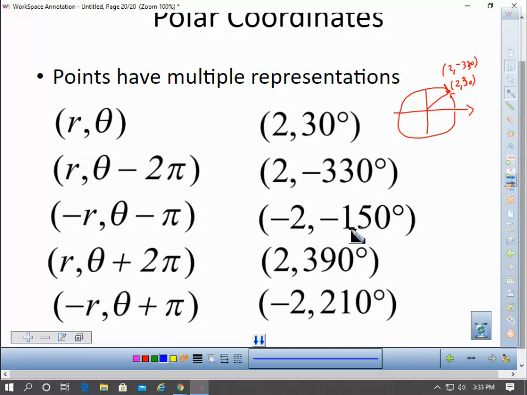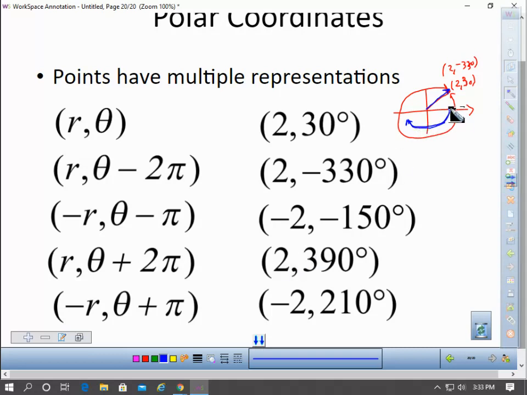All right. You could also go negative 150. Well, negative 150 means negative 150. All right. So I would go this way, 150. But then I would need to go negative 2. So instead of going 2 units out from the pole towards my 150, I would go negative 2 in the opposite direction. Now, I know that's a little crazy to think about going the negative direction.